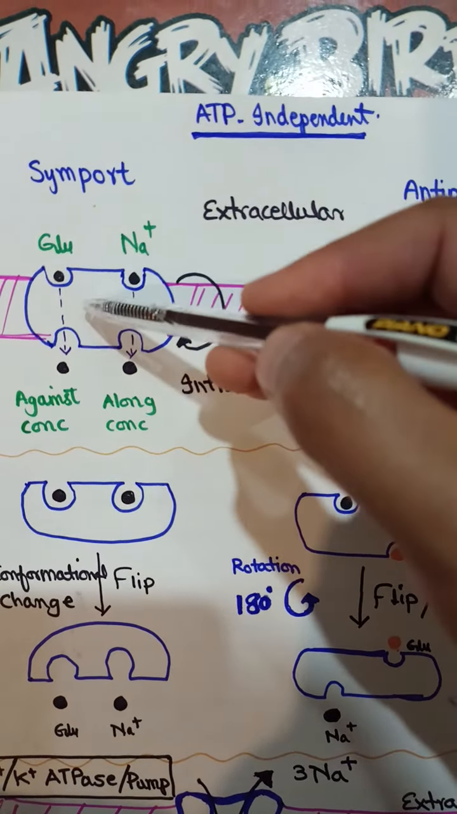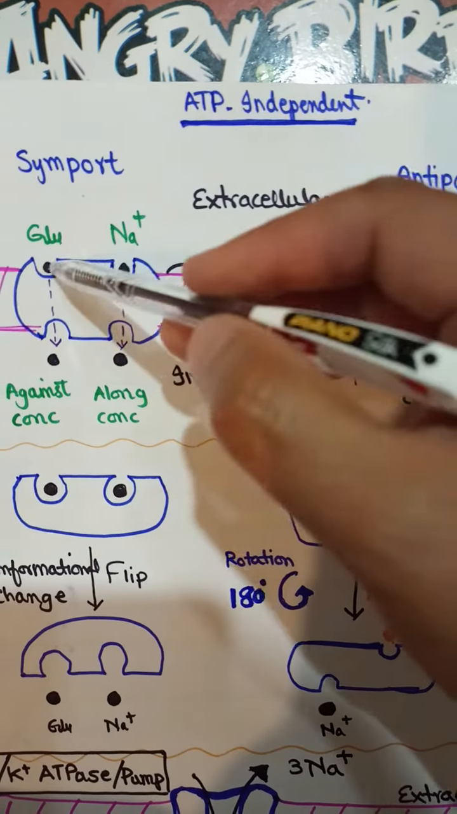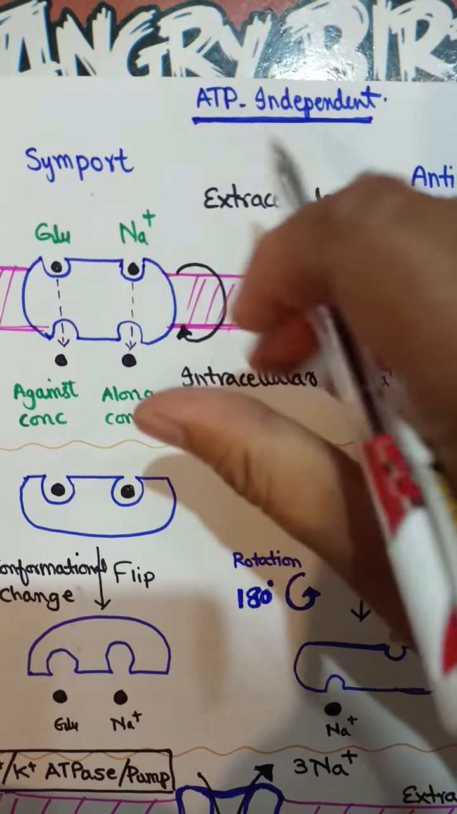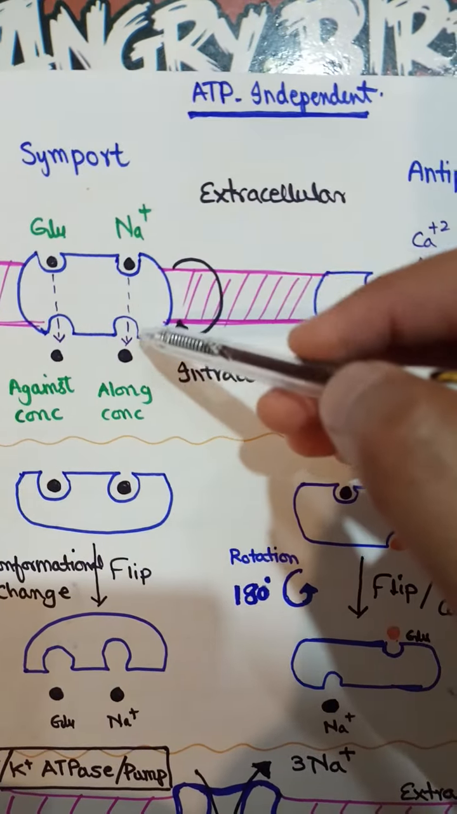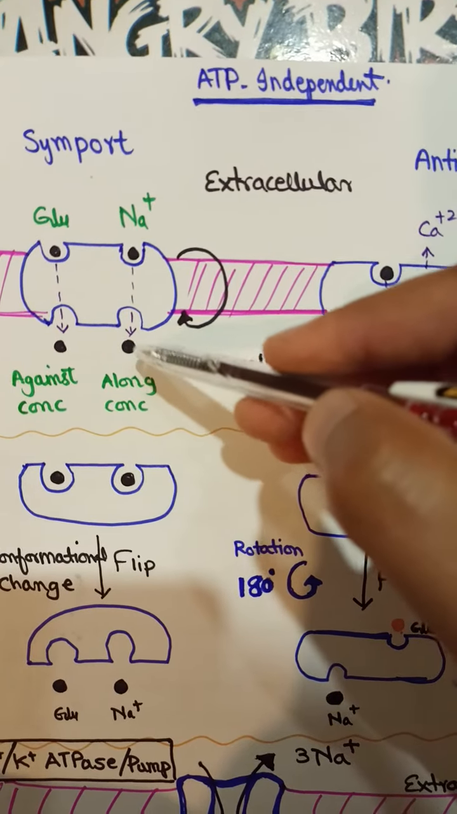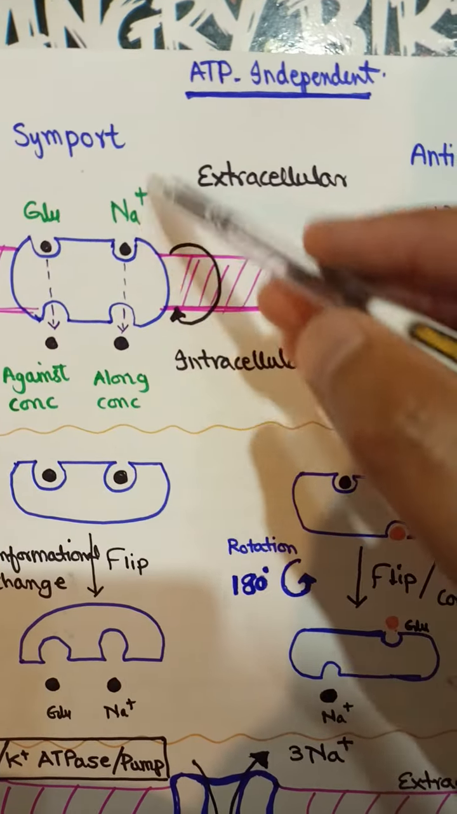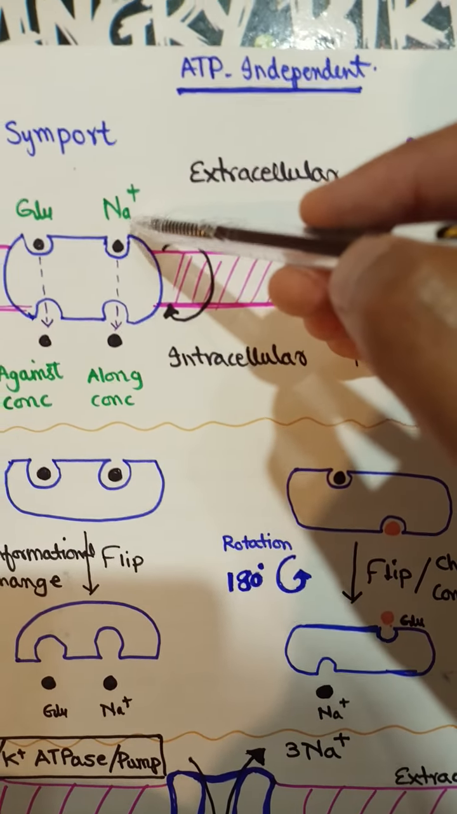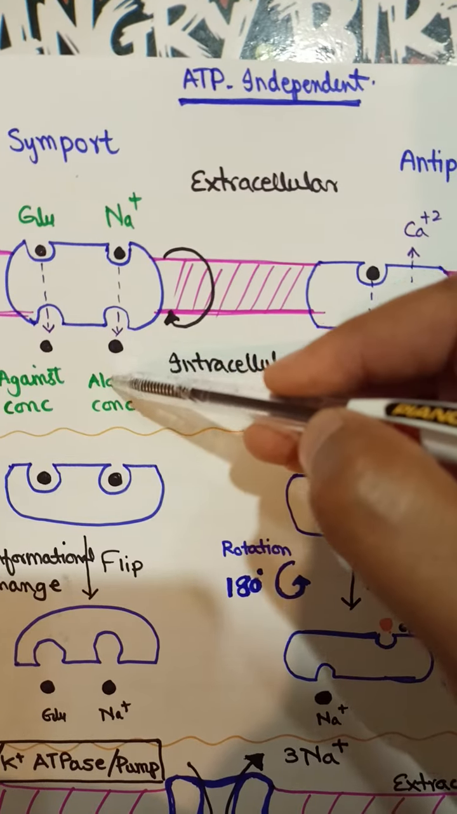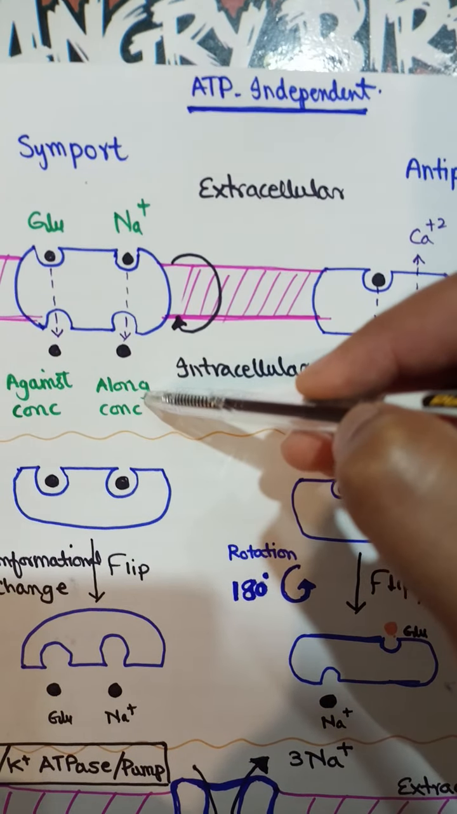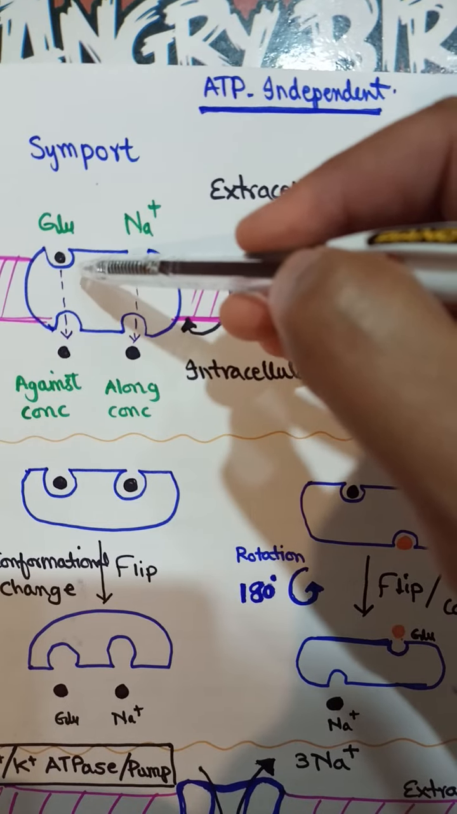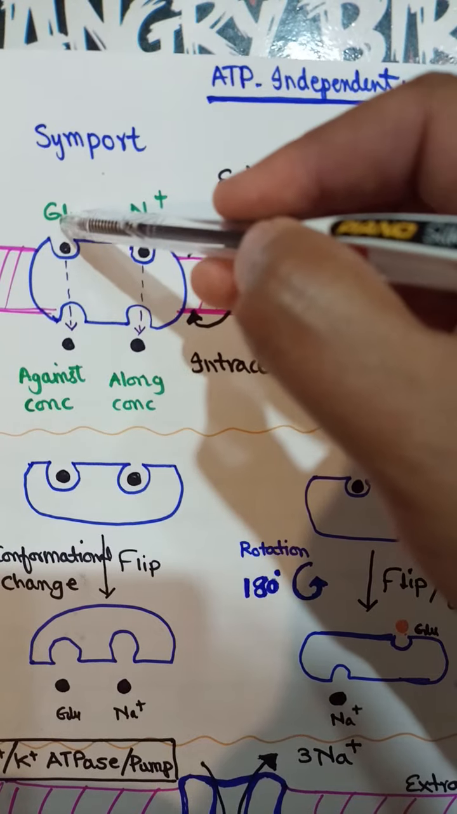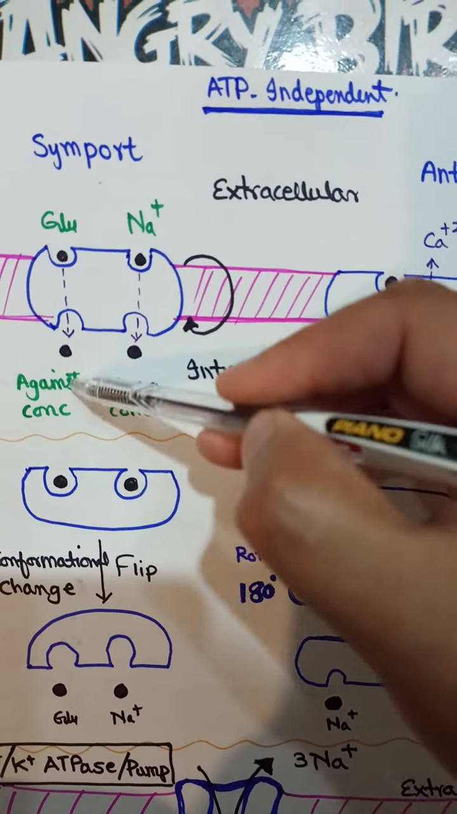Sodium and glucose bind on the same side, and when this protein flips, or a conformational change occurs, the sodium and glucose come inside and are released. As we know, sodium ion is abundant in the extracellular space, so it comes inside along the concentration gradient, and this potential energy helps glucose to come inside against the concentration gradient.